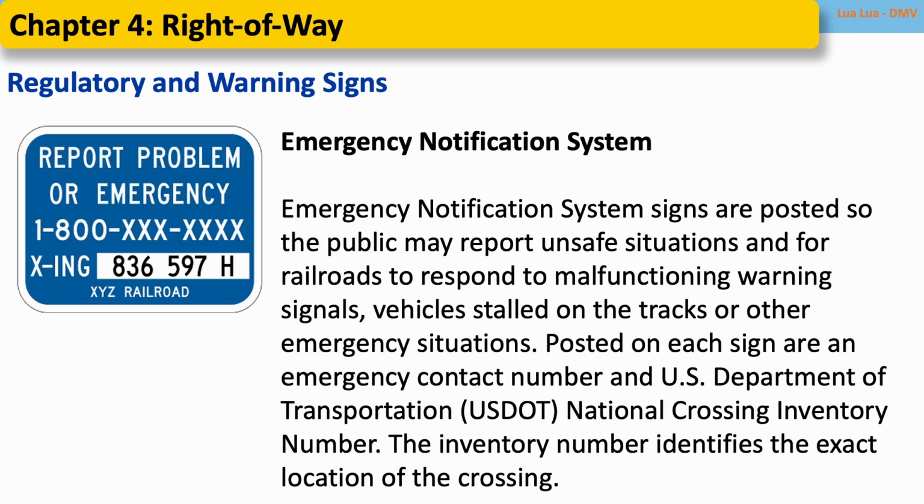Emergency notification system. Emergency notification system signs are posted so the public may report unsafe situations and for railroads to respond to malfunctioning warning signals, vehicles stalled on the tracks, or other emergency situations. Posted on each sign are an emergency contact number and U.S. Department of Transportation, USDOT, National Crossing Inventory Number. The inventory number identifies the exact location of the crossing.